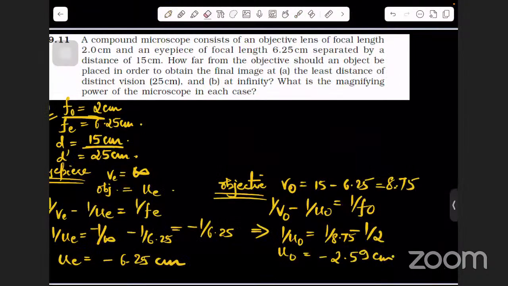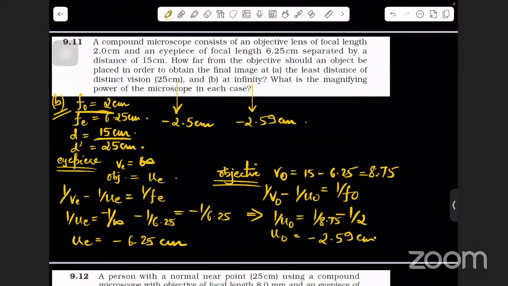For the least distance of distinct vision, we had the object to be placed at 2.5 centimeters, minus 2.5 centimeters. And for infinity, it was to be placed at minus 2.59 centimeters. All right. So this is the explanation.